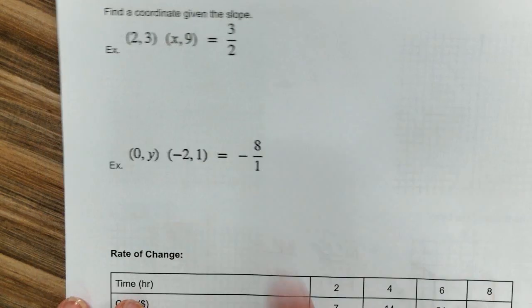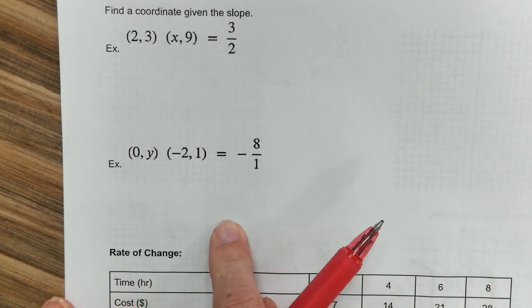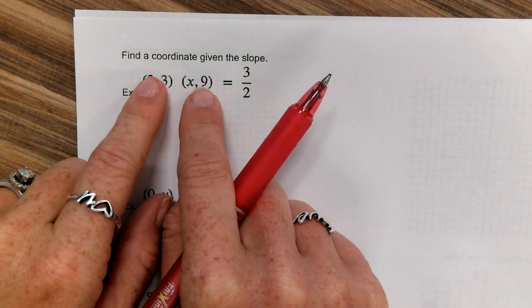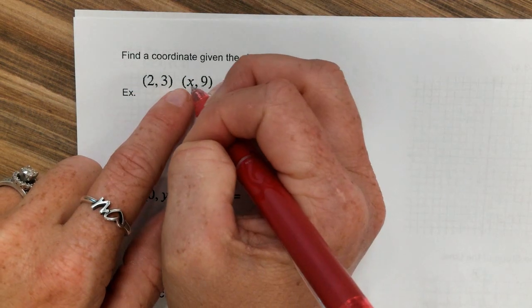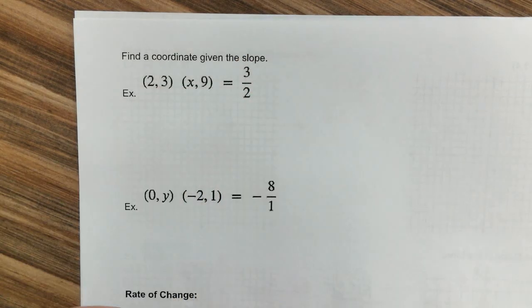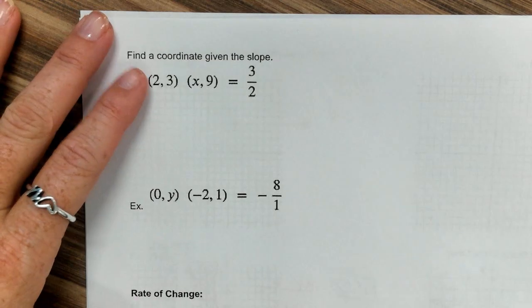You will have a few of these on your assignment today, so please, please, please listen to how to do them. They are going to give you two coordinates, but something is missing. Do y'all see how this is missing? Then they're going to give you the slope. You are going to have to set up a slope equation to solve for the missing piece. Well, let's talk about what a slope equation looks like.